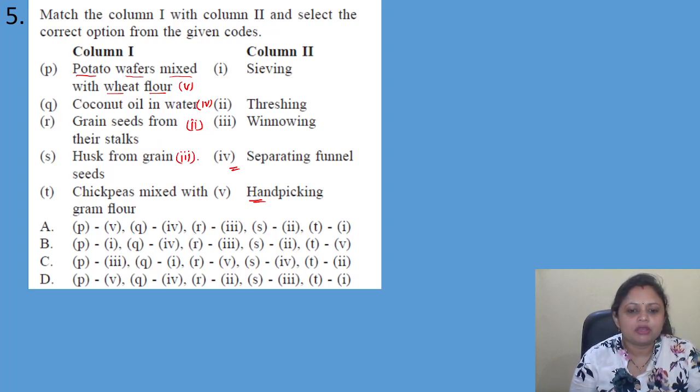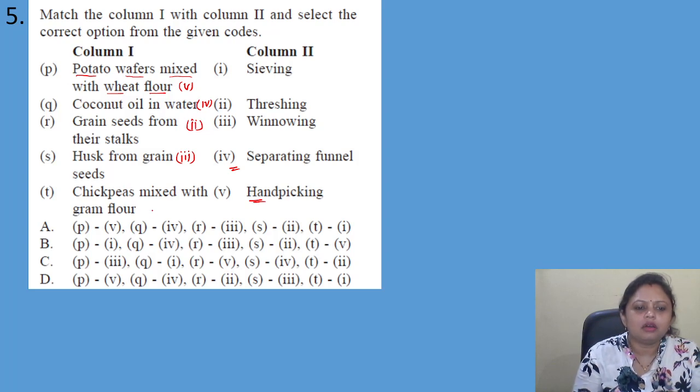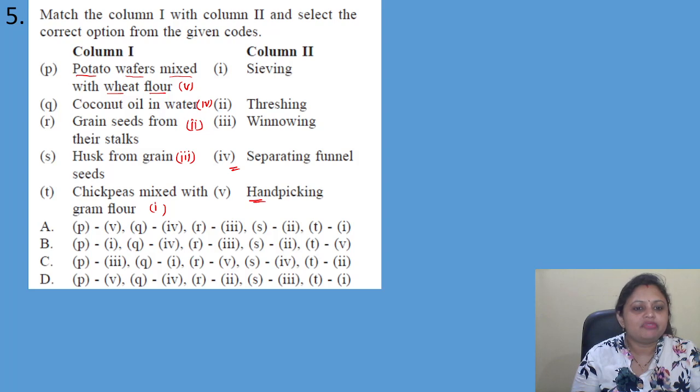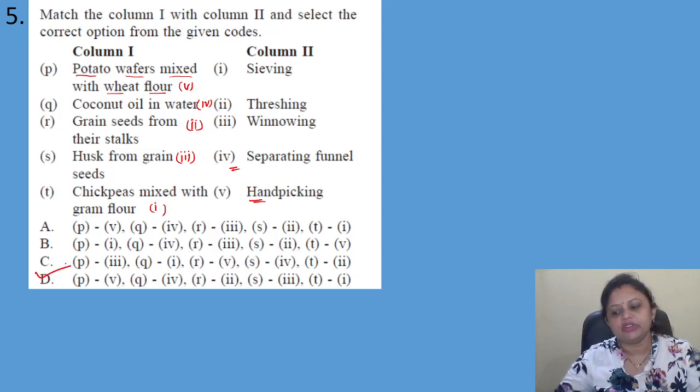Chickpeas mixed with gram flour. So chickpeas, if it is mixed with gram flour, we can separate it using the technique that is sieving. Okay, sieving में small pores होते हैं. So जो very small particles होते हैं, they pass through the sieves, and जो थोड़े से बड़े particles होते हैं, the bigger particles, they remain there. So here P5, Q4, R2, S3, T1. So correct answer is option D.